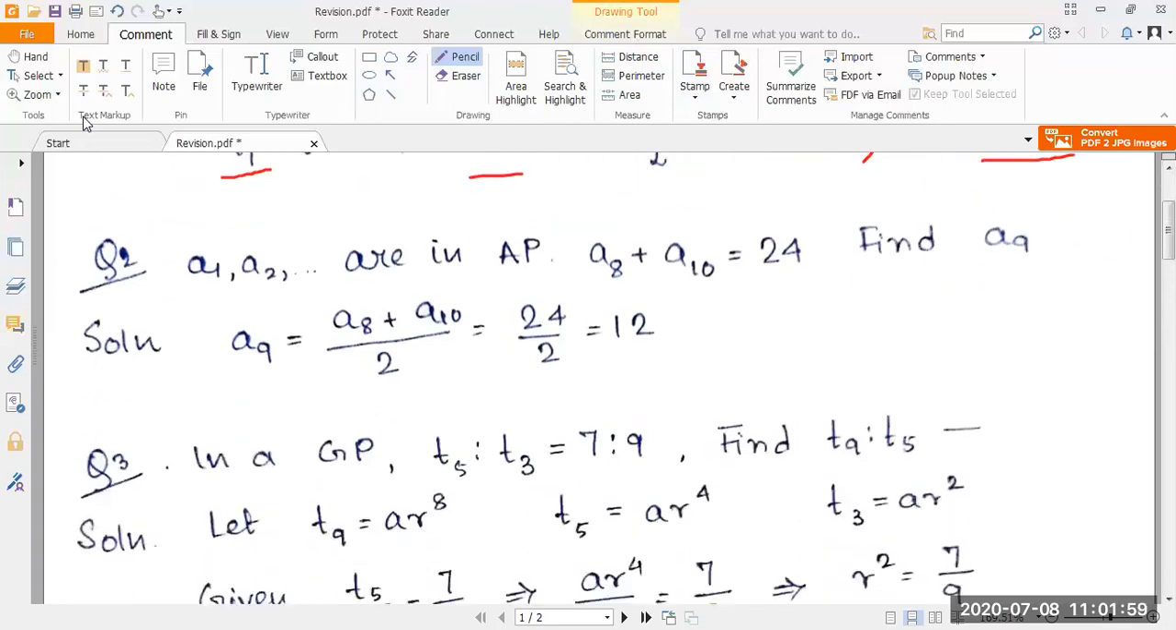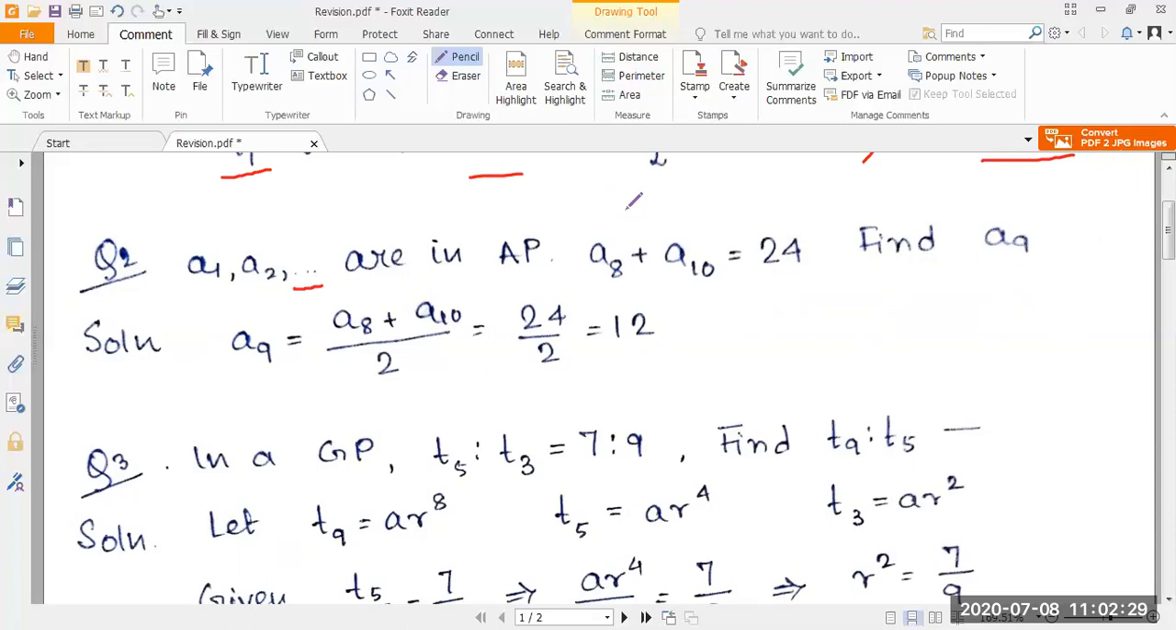Next sum is, they have told us that a1, a2, and it goes on, so I have some dots here, if you can see. So a1, a2, up to some series, they are in AP. And they have said that A8 plus A10 equal to 24, and I need to find A9. So they have given me A1, A2, A3, A4, A5, A6, A7, A8, A9, A10, and so on are in AP.